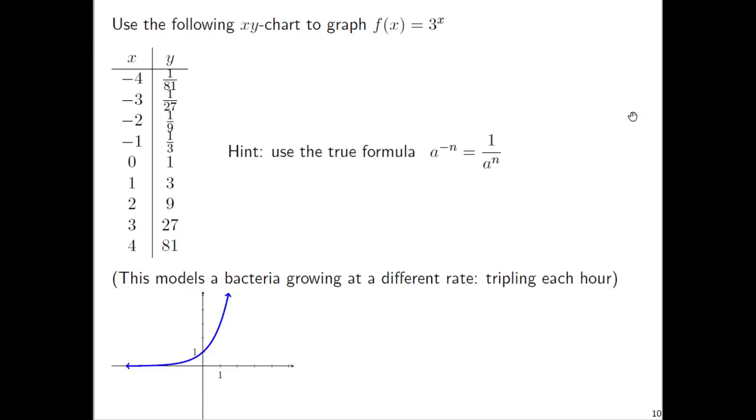And this graph looks more or less the same as what we were just looking at. So y equals 2 to the x looks very similar to this new one, y equals 3 to the x. This also models the growth of bacteria. It's just growing at a different rate now. So instead of doubling every hour, this bacteria triples every hour.